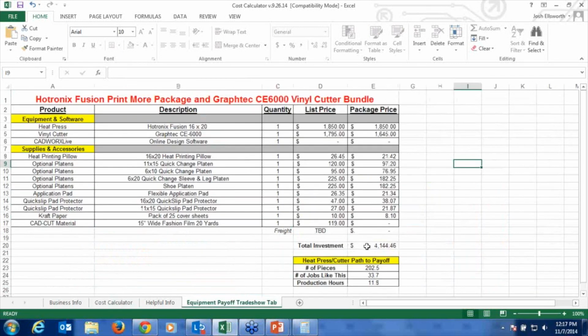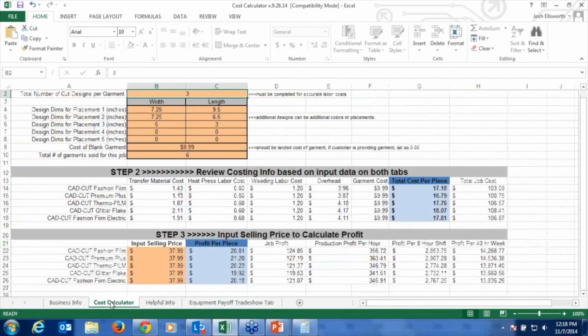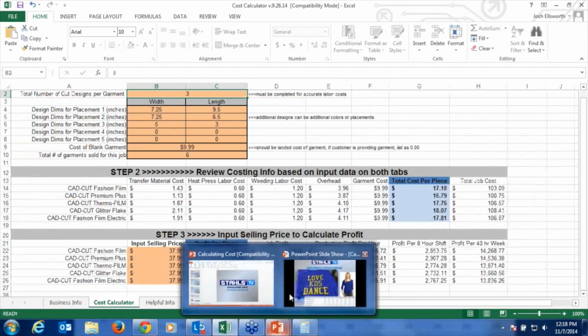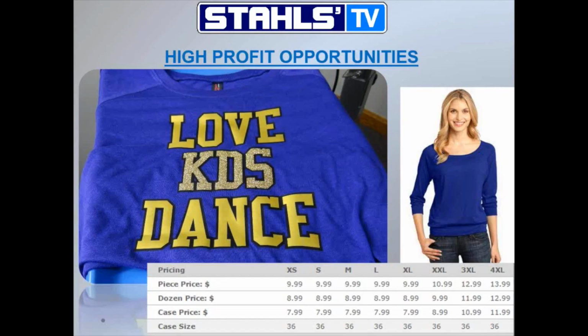It's telling me, based on this $4,100 investment in a heat press and a cutter with all the accessories, I'd need to press 202 pieces just like this job, or 33 or 34 orders like this, which would account for 12 hours in production in order to pay off my investment. So it's real information, real numbers, so it just encourages you to drive towards the higher end finishes, the higher end garments. Let's take a look at another example.